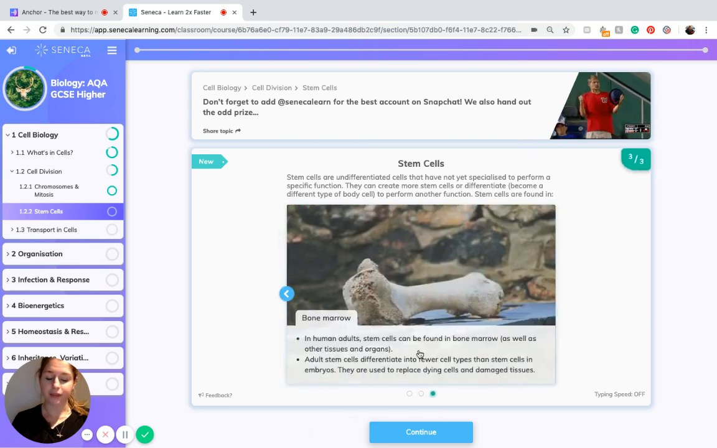And bone marrow. In human adults, stem cells can be found in bone marrow, as well as other tissues and organs. Adult stem cells differentiate into fewer cell types than stem cells in embryos. They are used to replace dying cells and damaged tissues.